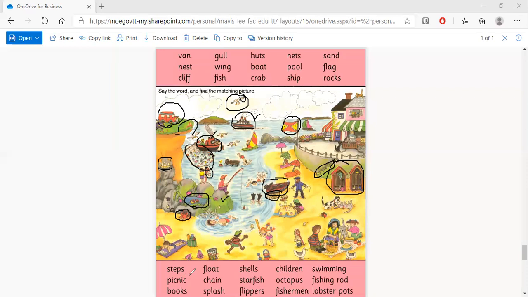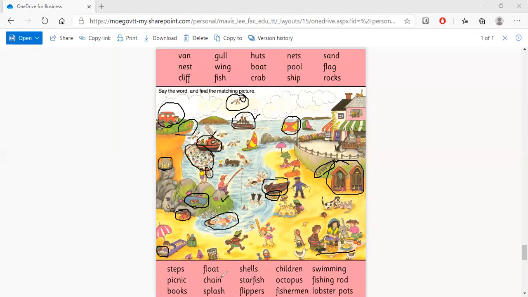Picnic. Someone's having a picnic. Here they are. Books. A boy is reading some books. Float. Wow, this boy is a good swimmer. He's having a float. He's floating.